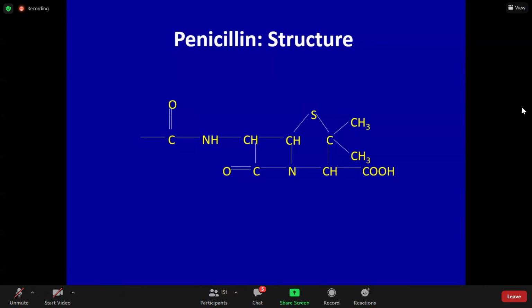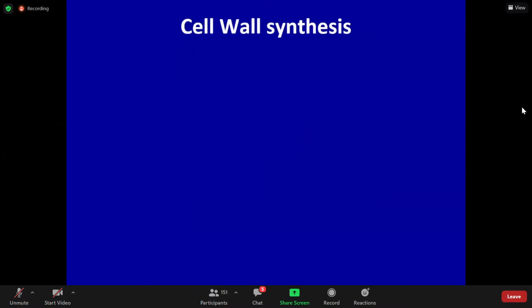Bactericidal activity is conferred by the beta-lactam ring, but the properties of the antibiotics are conferred by the side chain. Keep in mind, this is one of the learning objectives: structure activity relationship of beta-lactam antibiotics. Beta-lactam, thiazolidine, and side chain.